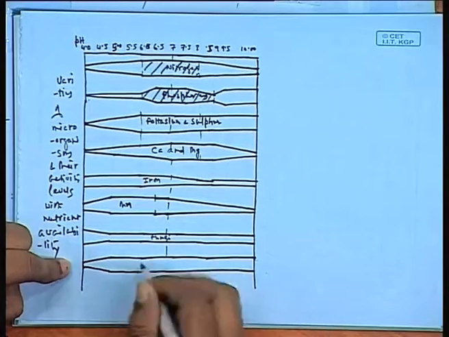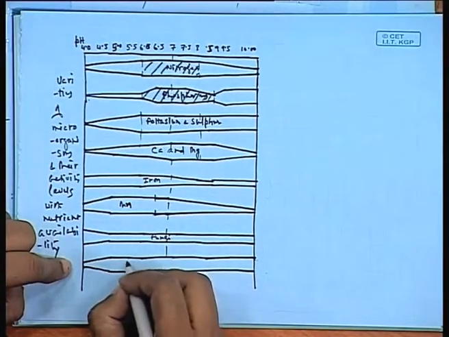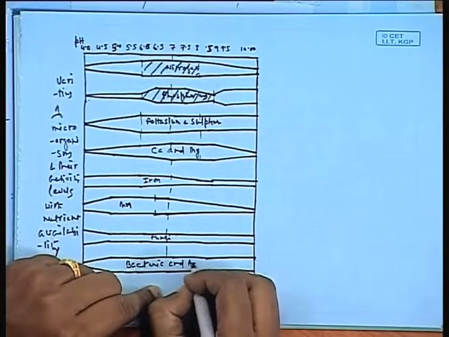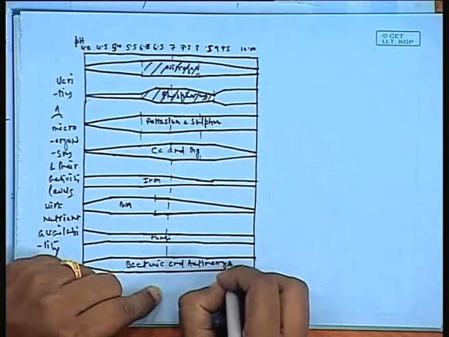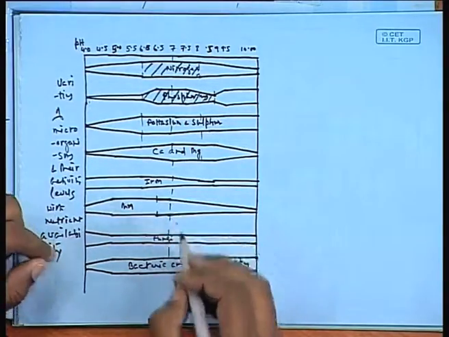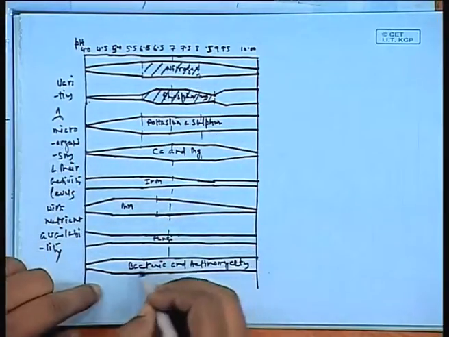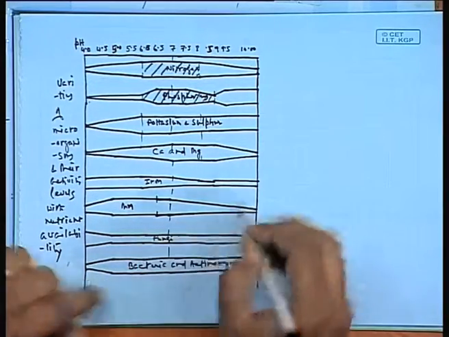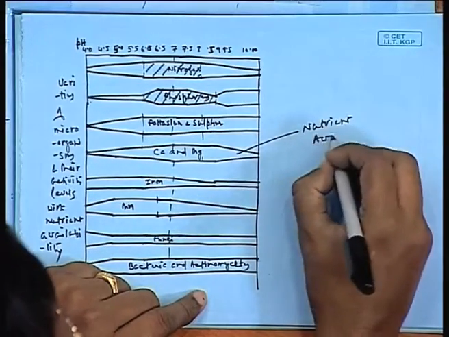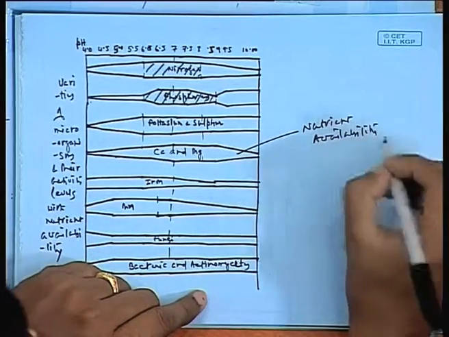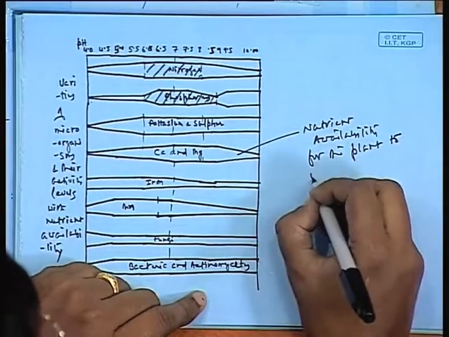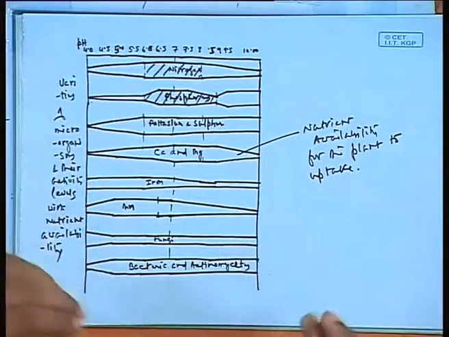and actinomycetes. So this is where in most cases the soil activity level is highest, and this is where nutrient availability for the plant to uptake, we generally call it plant uptake.